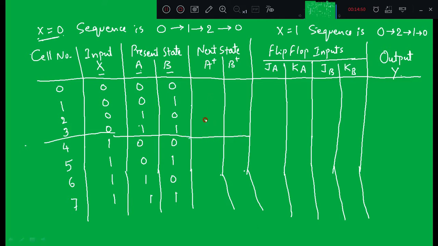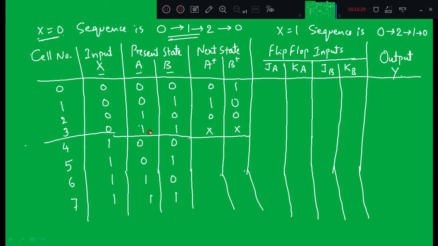So what will be the next state after 0 in this sequence, right? So just observe the value of x is equal to 0. That means I need to observe this sequence. After 0 we have 1, after 1 I have 2, after 2 I have again 0, right? So there is no state called 3, right? So we will take don't care values for next state. So for that input combination we will write the next state value as don't care.